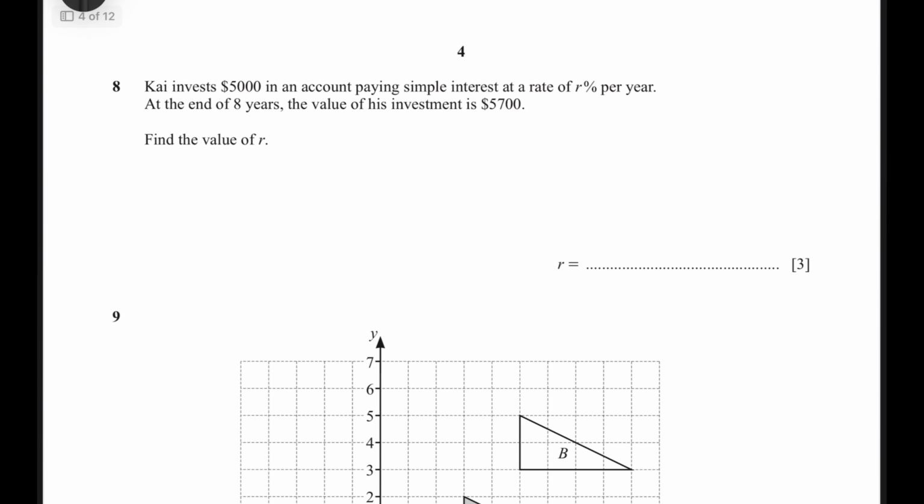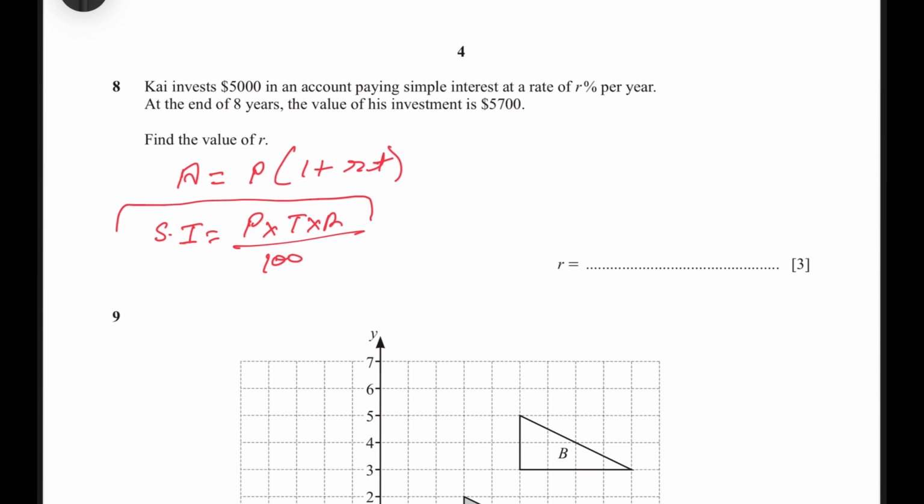Okay, now the eighth one. Kai invests $5,000 in an account paying simple interest at a rate of R% per year. At the end of 8 years, the value of his investment is $5,700. Find the value of R. So for the simple interest, we use the formula amount equals P into 1 plus RT. Or we also use simple interest, that is P into T into R by 100. So you can use any of them. I am using this one.